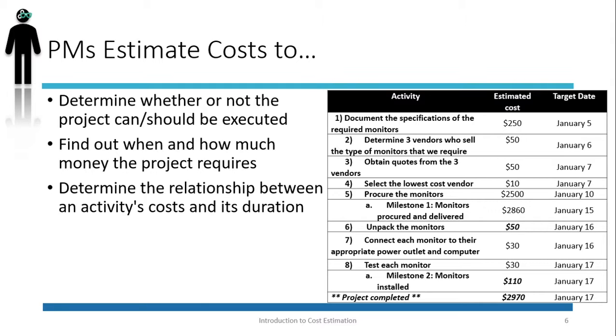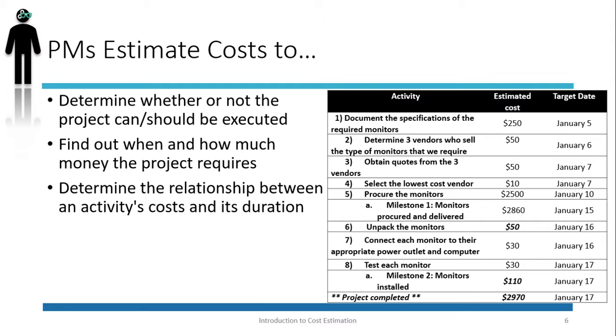Therefore, we have a choice here. We have a decision to make. Should we pay $2,500 to be able to finish the project on January 17th? Or should we spend $2,000 and save $500 but finish the project on February 16th instead of January 17th? There's of course no right or wrong answer to this question. The answer depends on whether the cost or the project finish date is more important to our project sponsor.